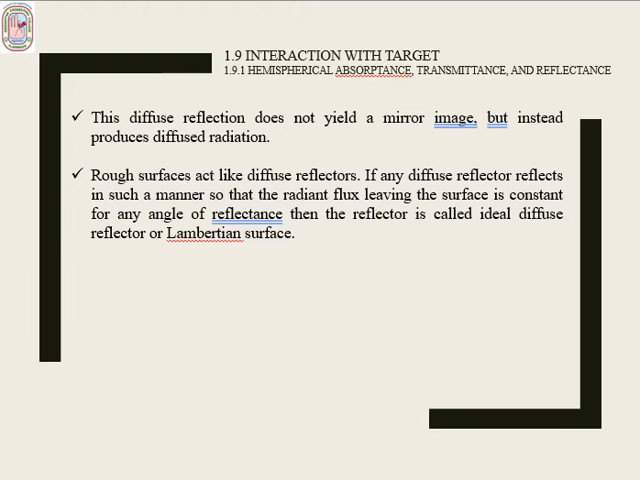This diffuse reflection does not yield a mirror image, but instead produces diffused radiation. Rough surfaces act like diffuse reflectors. If a diffuse reflector reflects in such a manner that the radiant flux leaving the surface is constant for any angle of reflectance, then the reflector is also called an ideal diffuse reflector or a Lambertian surface, as I showed in the previous diagrams.